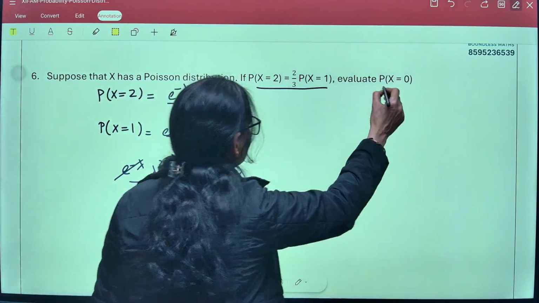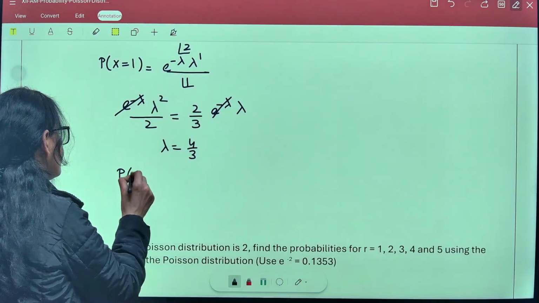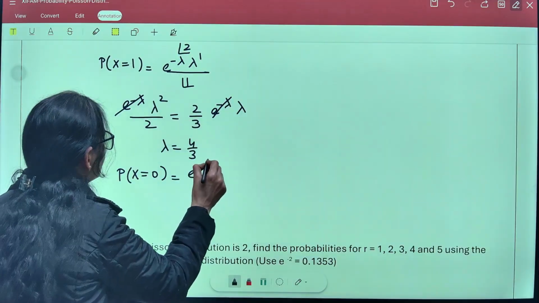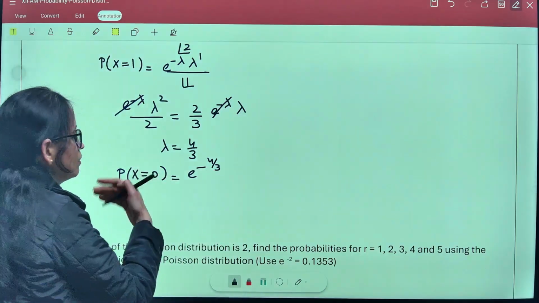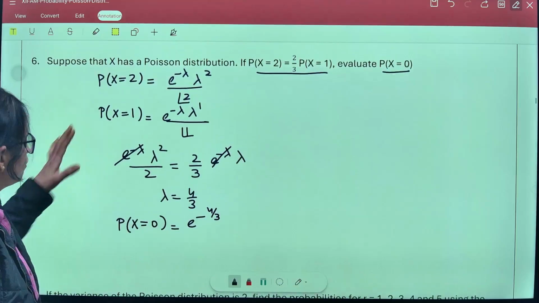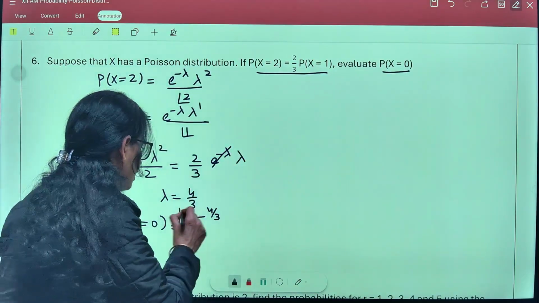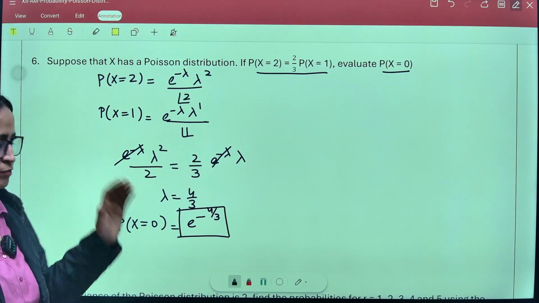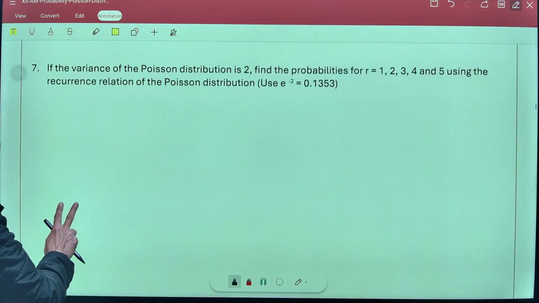Now we need to find the value of the probability of x being equal to 0. So let's put the formula again. e raised to power minus 4 by 3, lambda to the power r where r is 0 in this case, so you don't even need to write it. Because you are not given any value of e raised to power minus 4 by 3 in the question, it's okay to leave the answer as it is. e raised to power minus 4 by 3 becomes your answer. Okay, let's move to the next question.